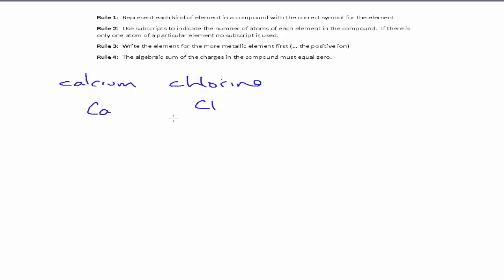So when we write the formula, we write the element that is more metallic, in other words, the positive ion first. Look on your periodic table. You're going to see that calcium is 2+, chlorine is -1. And again, you can figure this out just by looking at the periodic table in terms of how many electrons they give up or gain. But hey, in this course, you can just look it up.